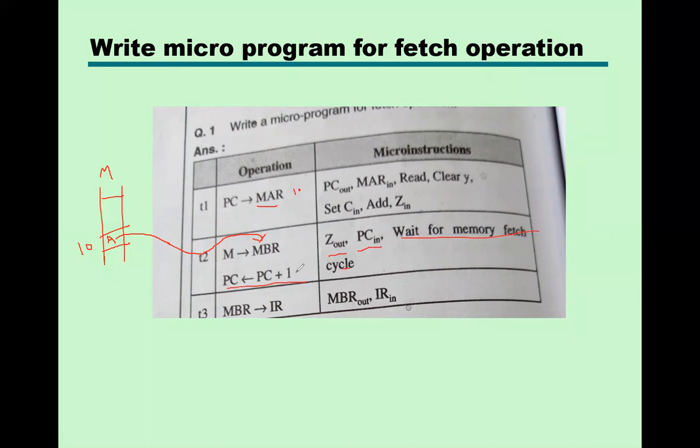As the instruction is loaded, the PC is incremented by 1. The next is whatever instruction is loaded into the MBR will be loaded into the IR. To do this operation, the first micro instruction would be MBR out, and the second one is IR in. So in this way, the multiple micro instructions are generated.